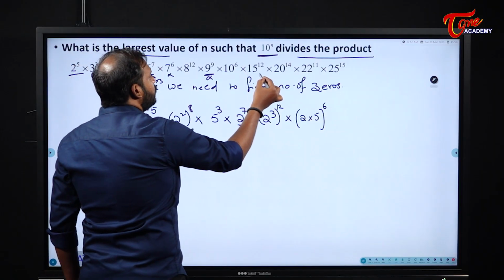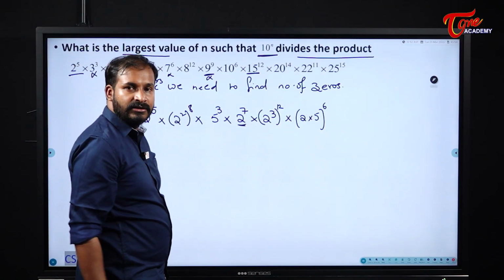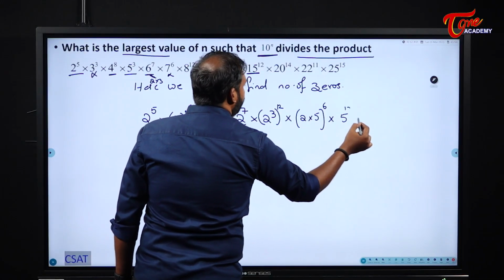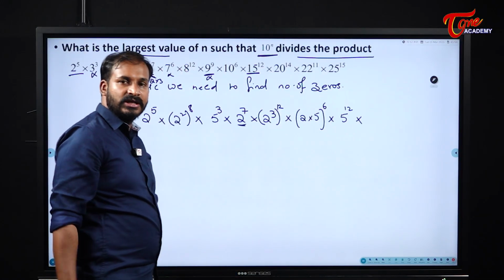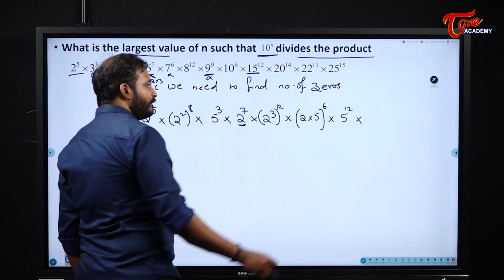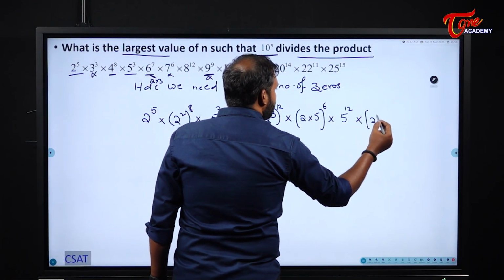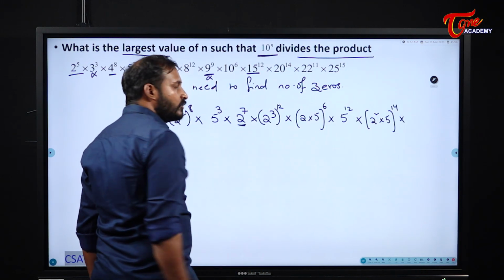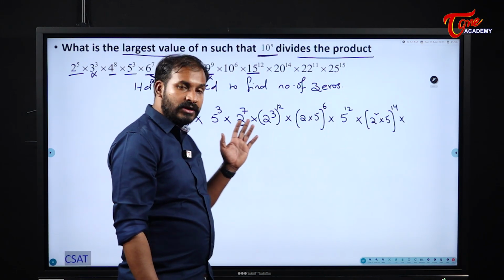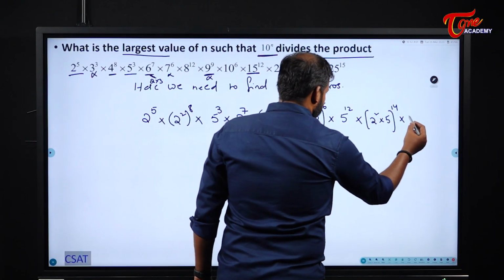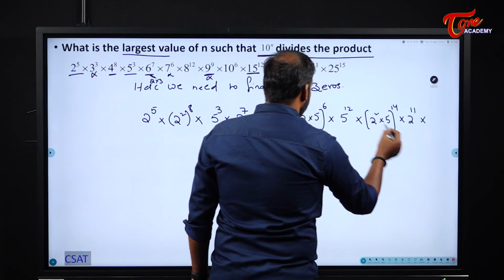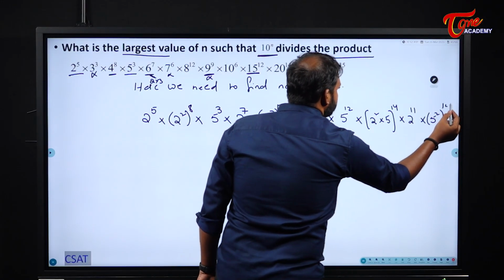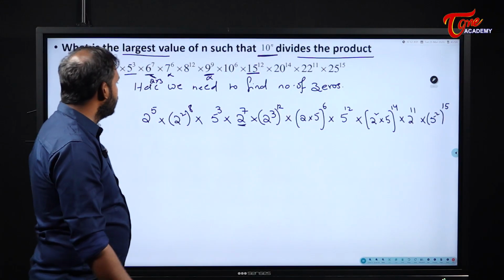Next, 15 to the power of 12. 15 means what? 3 into 5. I will not bother about 3. I will only take the 5, 5 to the power of 12. Next, 20 means what, students? 2 square into 5. 20 means 2 square into 5 whole to the power of 14. Into 22 means what? 2 into 11. I don't require 11. I only concentrate on 2. So 2 to the power of 11. Into 25 means what? 5 square whole to the power of 15. Right? Now please observe here.